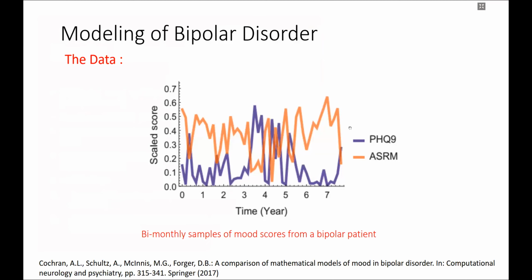So this is an example of the data that we have to model. These are bi-monthly samples of mood scores from a bipolar patient. The orange line corresponds to scores in the ASRM questionnaire, which is about manic symptoms, and the purple line corresponds to scores in the PHQ-9 questionnaire, which is about depressive symptoms. So we see that we can easily mistake periodicity for noise and vice versa.